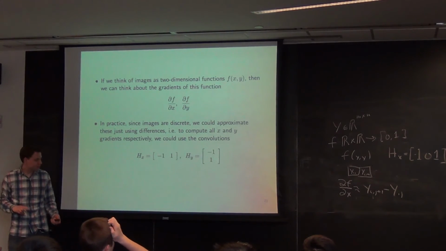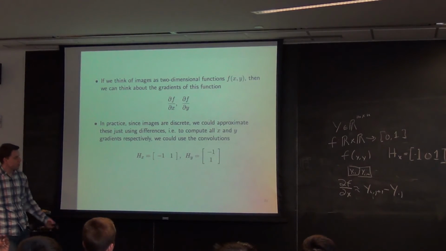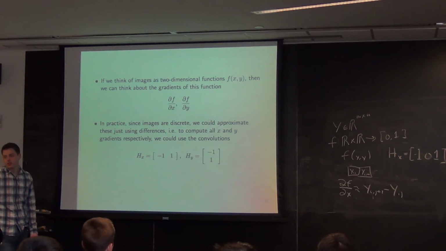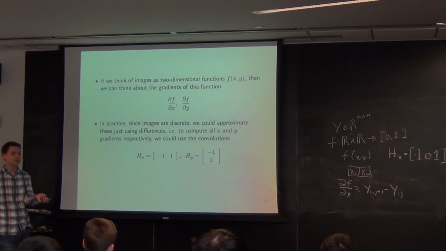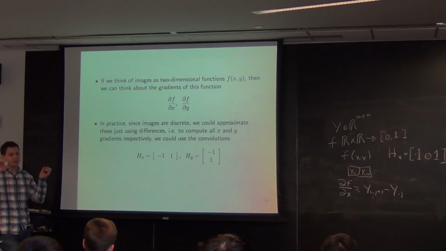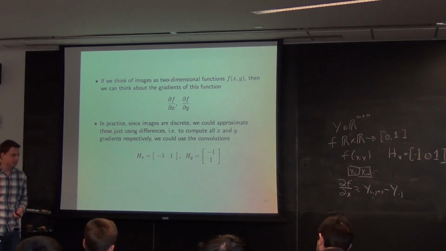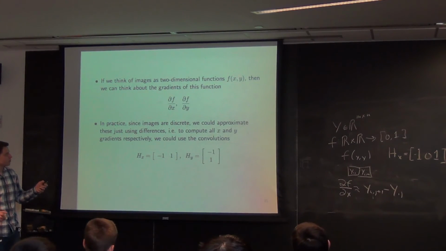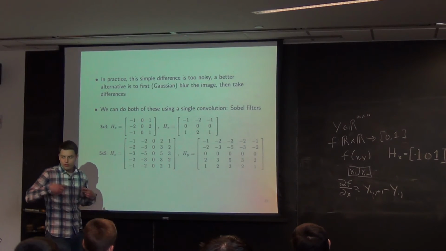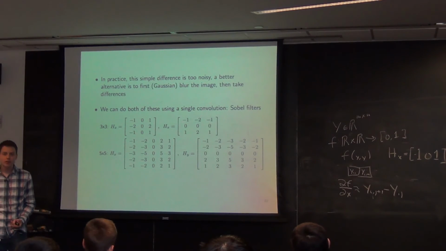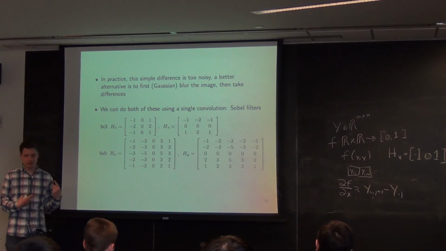But even getting beyond that, it turns out if you do just this, you're very susceptible to noise in your image. As you might imagine, little things like speckle in a camera will cause you to say there's a really big gradient here, and really big gradients everywhere. So what's more common is to actually do two operations. You first smooth the image, and then you apply your differencing operator.